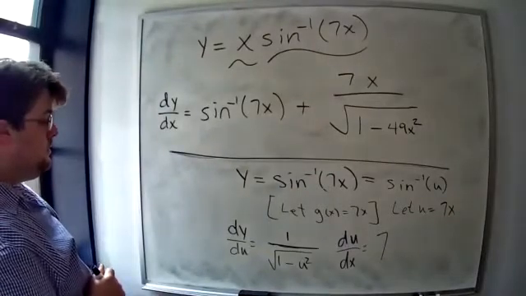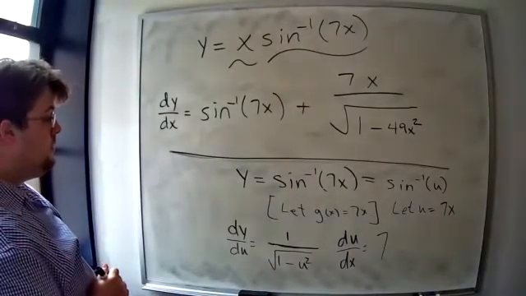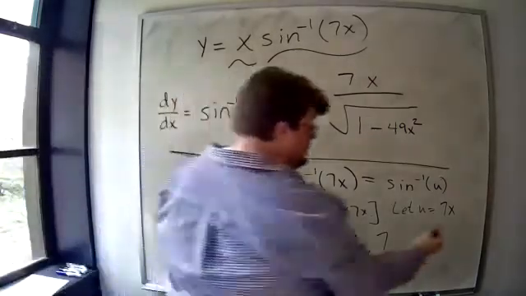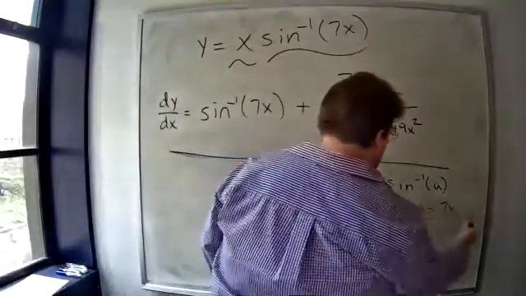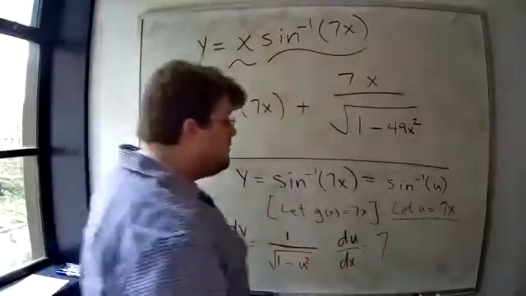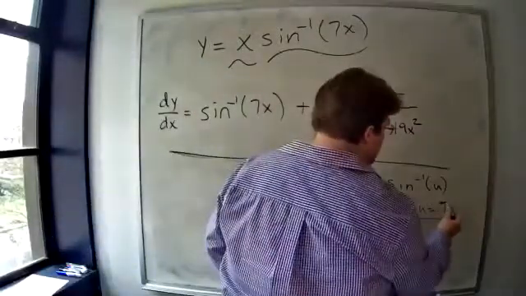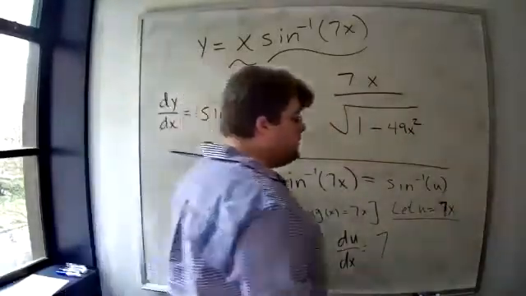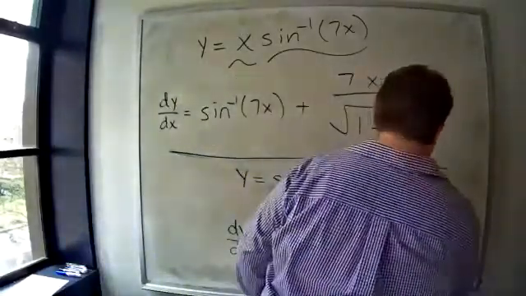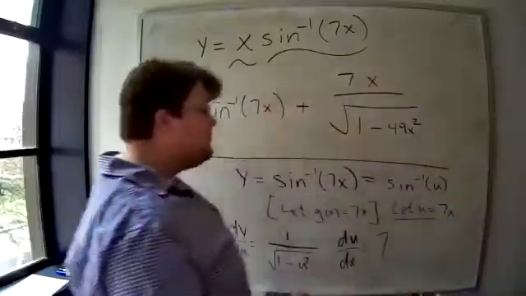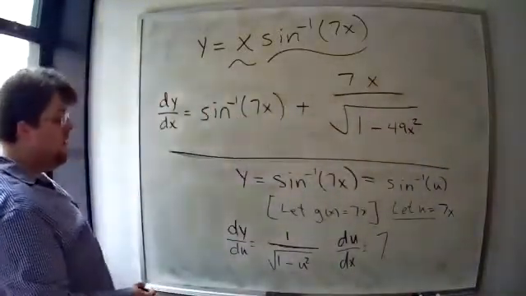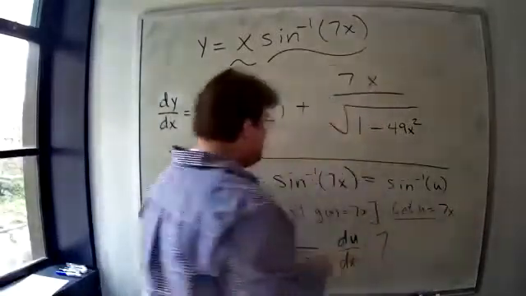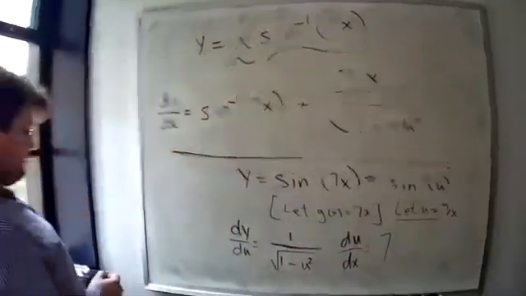Yes. How is du over dx 7? I don't understand that yet. So here, u is 7x. So the derivative of u with respect to x, the derivative of 7x, you could use the power rule on that, and you get 7 times x to the 0. Or you could just use the observation that the derivative of a constant times x is just that constant.